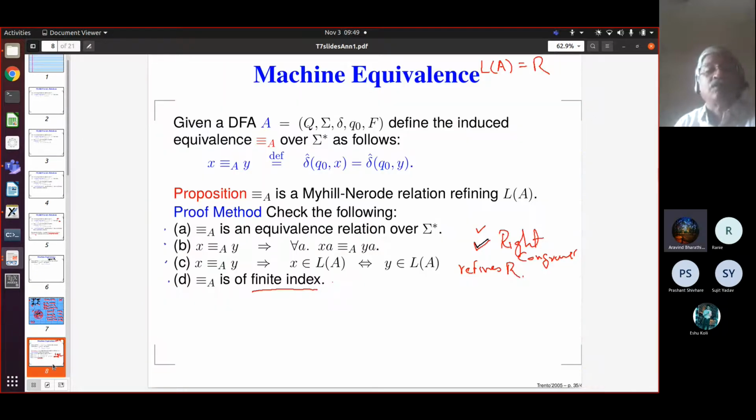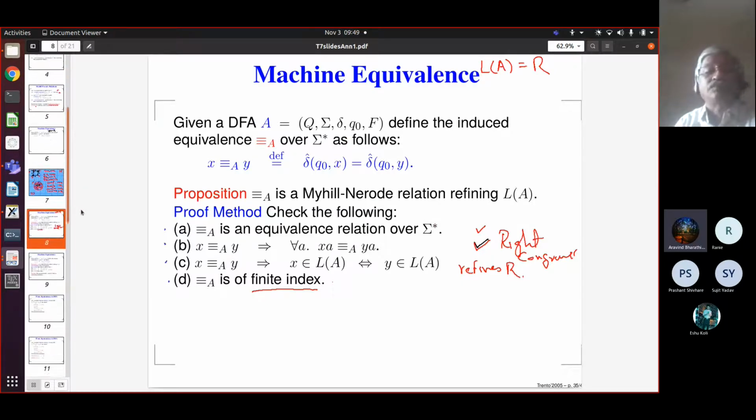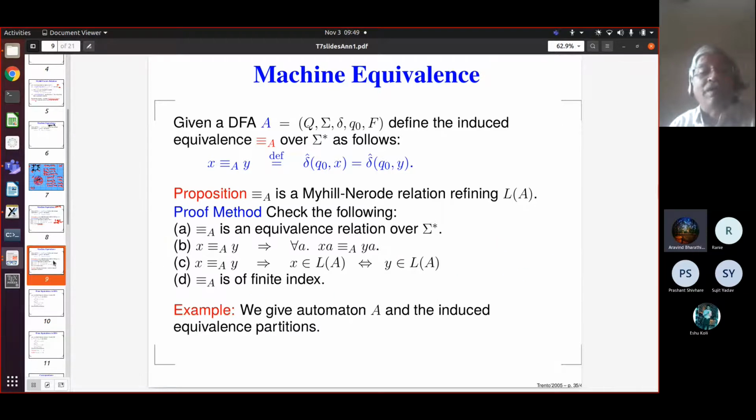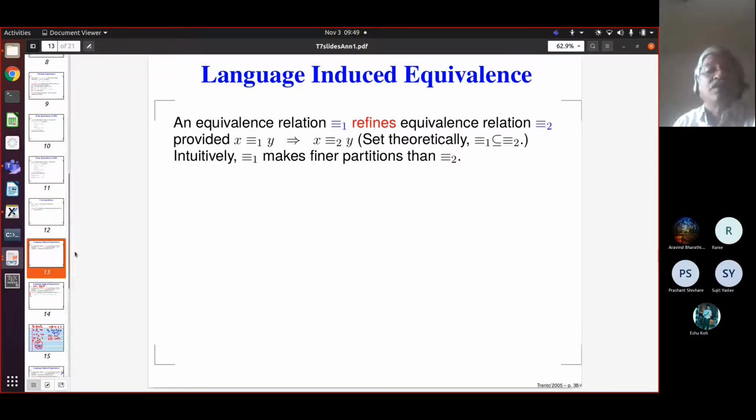So what does Myhill-Nerod say? I'll show you. Coarsest equivalence class exists. I'll state the Myhill-Nerod theorem for you. Just give me a minute.